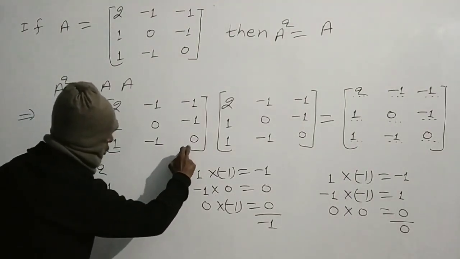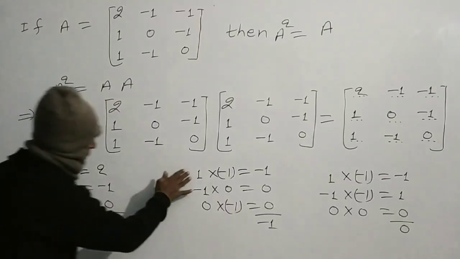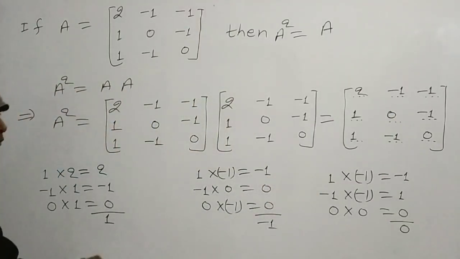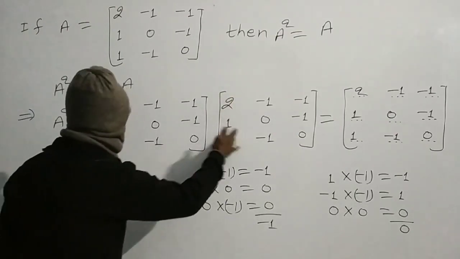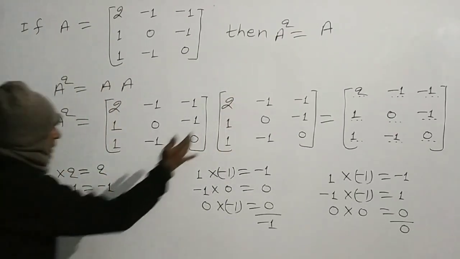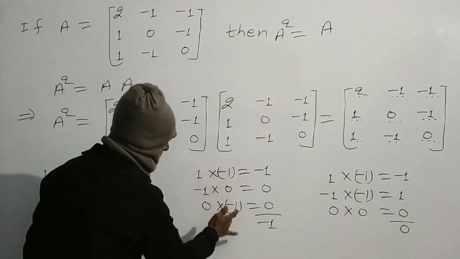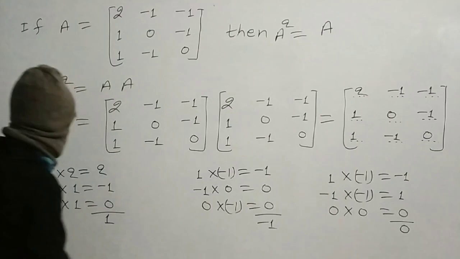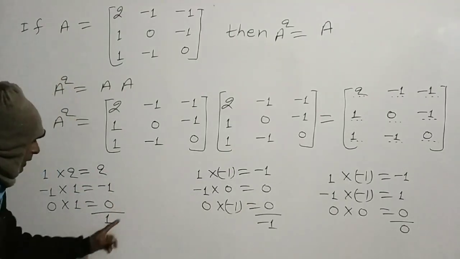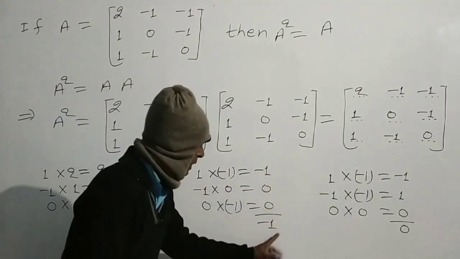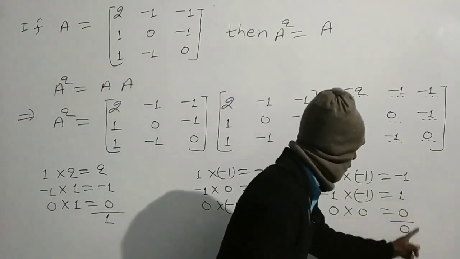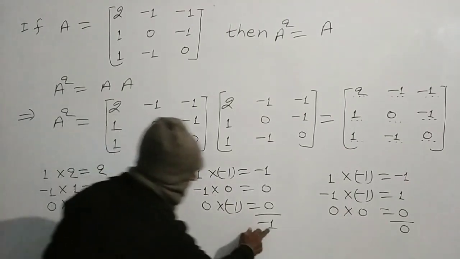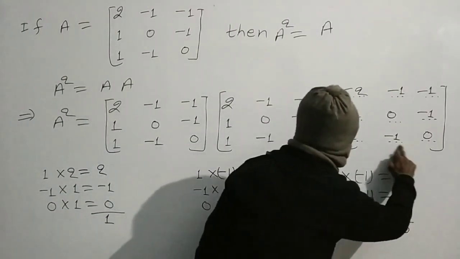Write the third row here, here, here. Multiply them with elements of the first column, second column, third column. Add these three products, add these three products, add these three products and write these three sums, 1, minus 1, 0, in the third row.